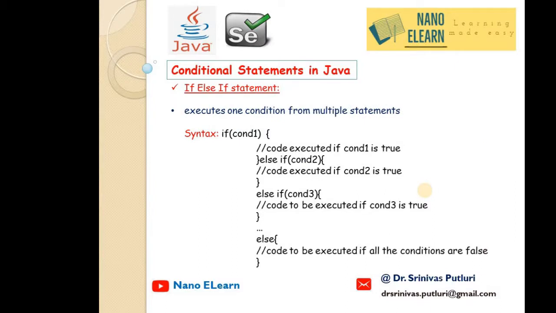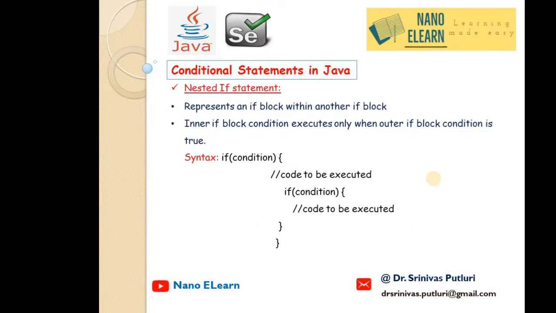The third statement is the if-else-if statement. It executes one condition from multiple statements. Here the syntax will look like this: if condition 1 is true, then its specific block of code is executed. Else if condition 2 is true, then its block of code is executed. Else if condition 3 is true, then the condition 3 block of code will be executed. If all the blocks are false, then the else part of the code will be executed.